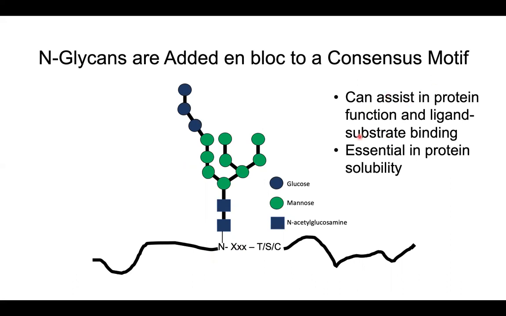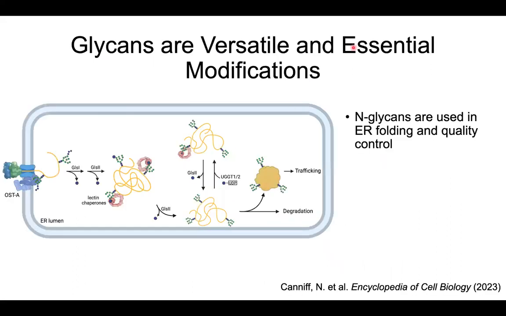N-glycans assist in protein function and ligand substrate binding and are essential in protein solubility. They are very versatile and essential modifications, especially in the ER. Based on the structure of the glycan, it can recruit different lectin chaperones, which help the protein fold. Glycans are very essential in the ER folding and quality control systems.